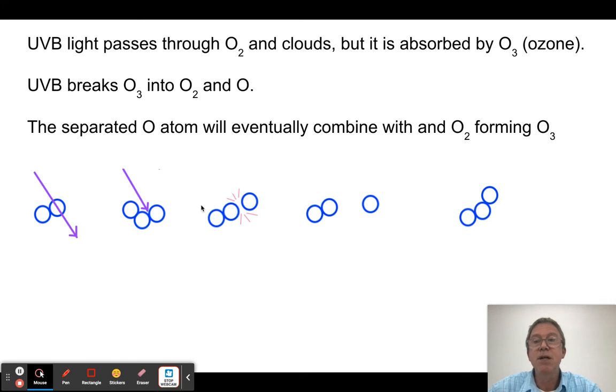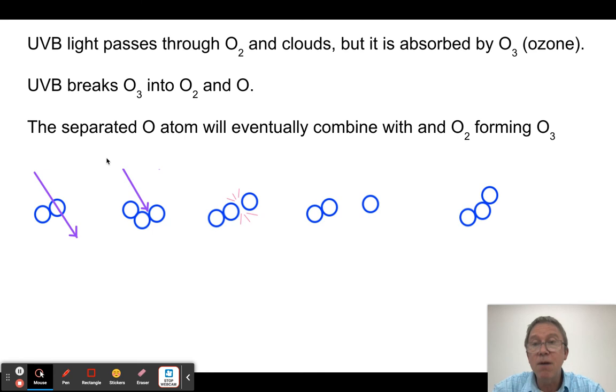So what happens is UVB light can pass through regular oxygen, just like UVA can. But look what happens when it hits an ozone. When it hits O3, that UVB light hits here. I made it violet because it's ultraviolet. Pretty cool, huh? All right. When it hits this, the energy goes into breaking off that extra oxygen, the monatomic oxygen that got stuck on it. It breaks it off of there.